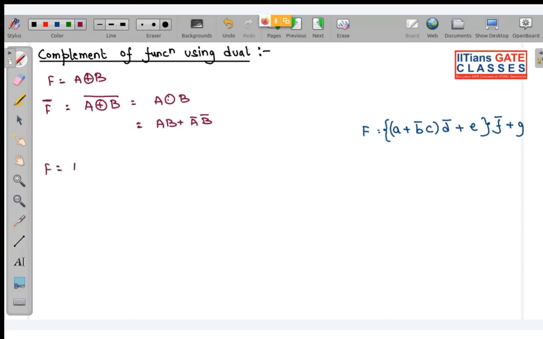So f is a XOR b, or this is a dot b bar plus a complement b. Look very carefully. First step is calculating the dual. If you calculate the dual of this, the dot will be replaced with a plus, and plus will be replaced with a dot. So the first step for calculating the complement of a function is calculating the dual. Second step is complement each term.